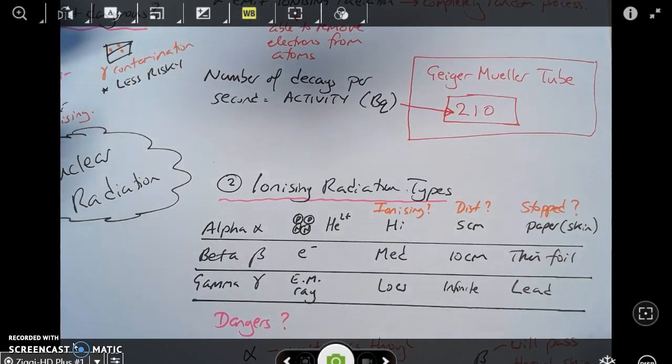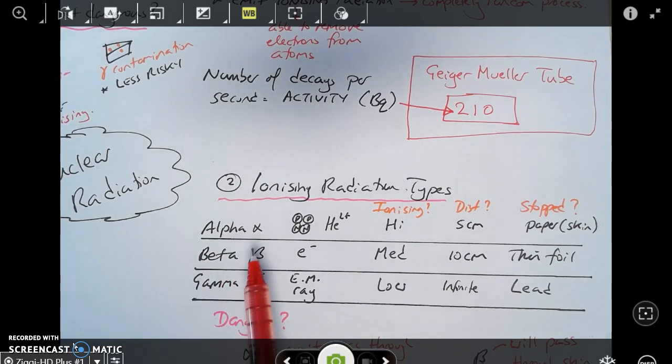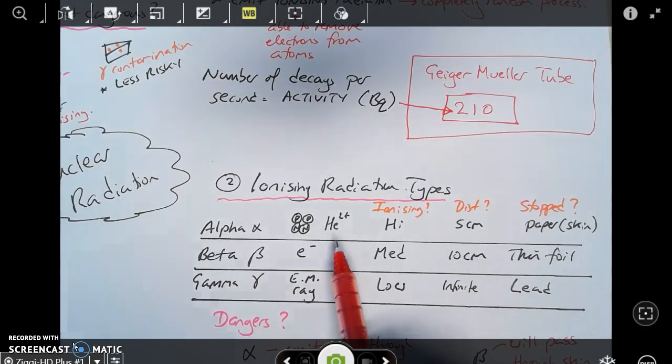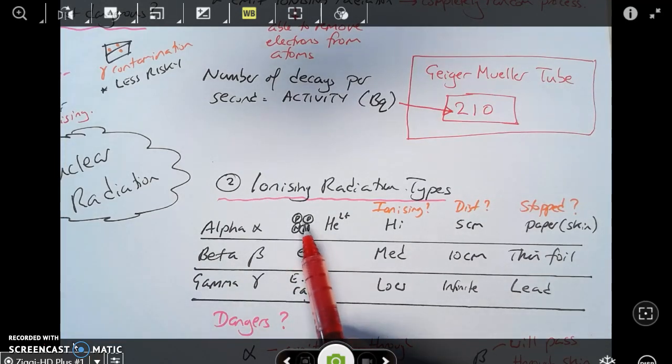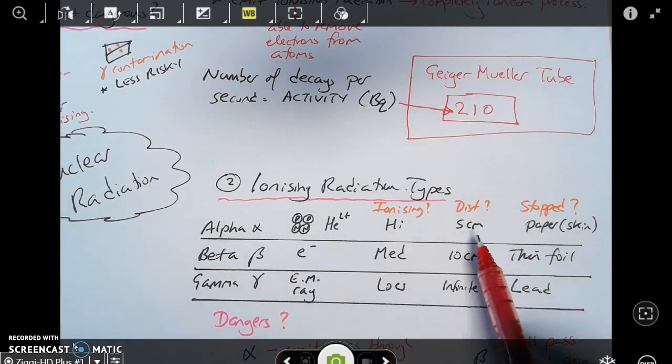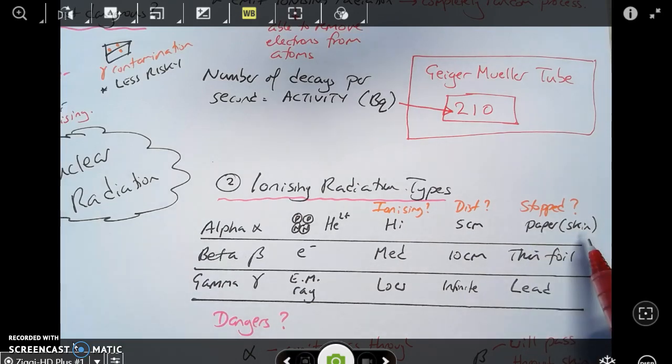Okay, next thing you need to know about is the different types of ionizing radiation. So here we go. We've got alpha radiation, which is a particle, and there's its symbol. An alpha particle is 2 protons and 2 neutrons, which is the same thing as the nucleus of a helium atom, as though all the electrons have been stripped away. It's got 2 protons, so it's got a charge of 2+. It's highly ionizing. Well, it would be. It's got a charge of 2+. But it can only travel about 5 centimeters in air, and it won't pass through paper or skin for that matter, so it can be stopped by those things.